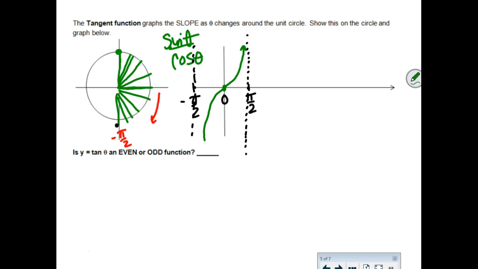So I just drew the ugliest tangent function you've ever seen in your life. Oh my gosh. There we go. A little better. That is one cycle of your tangent function, and then we know they're cyclical, so they repeat a bunch. Tangent stinks. No one likes graphing tangent.